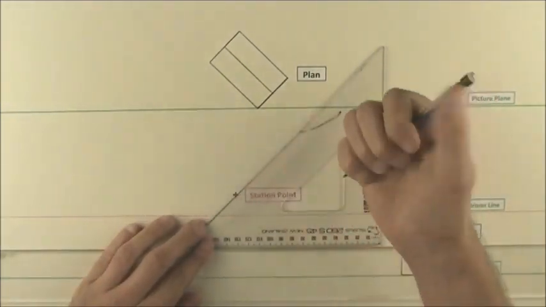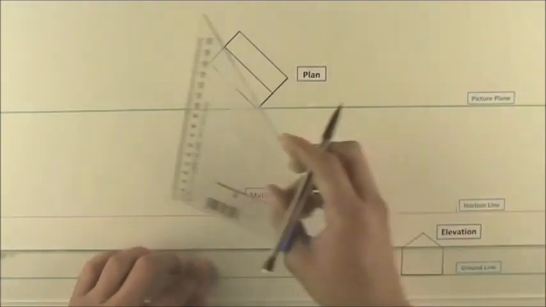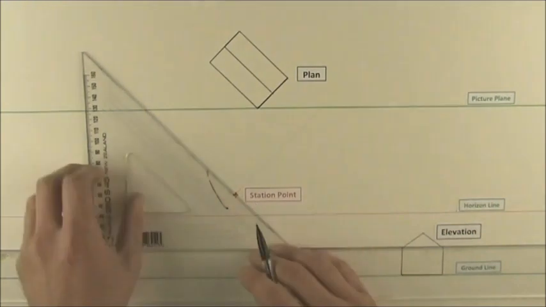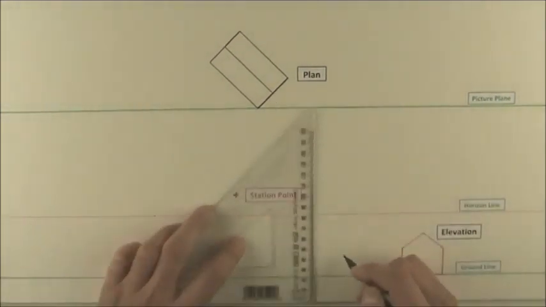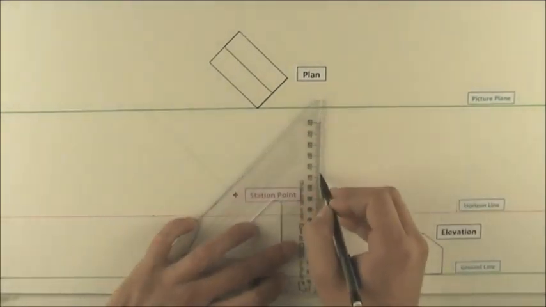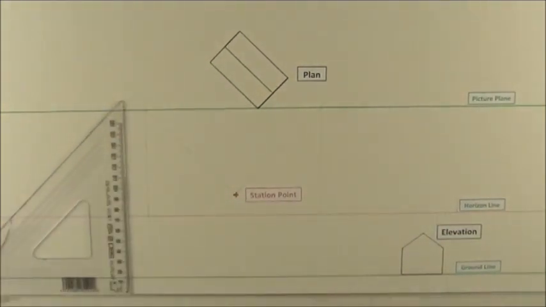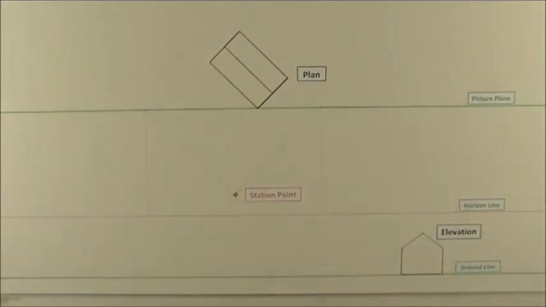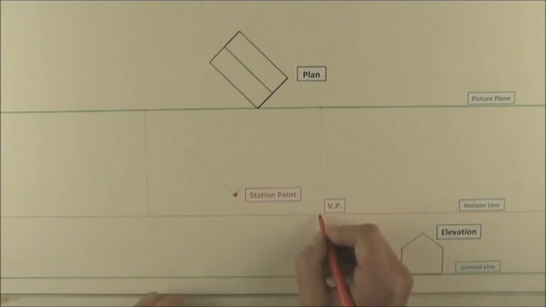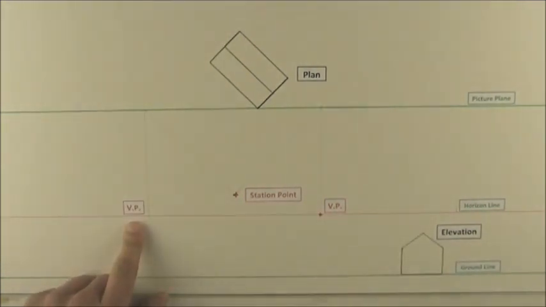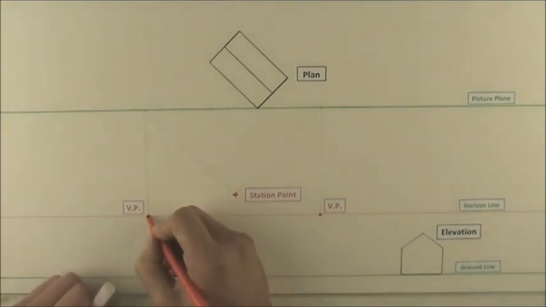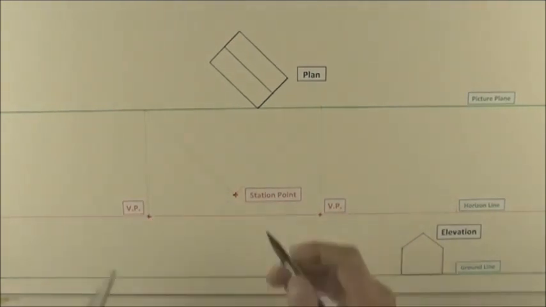Now, the station point we draw parallel to the block, and this is at 45 degrees. Then what we can do is project down where that touches the picture plane onto the horizon line, which will give us the first vanishing point on the right hand side there. We'll just mark that in more accurately as well for when we do the perspective drawing. And also the vanishing point on the left, and again just mark that on more accurately as well.